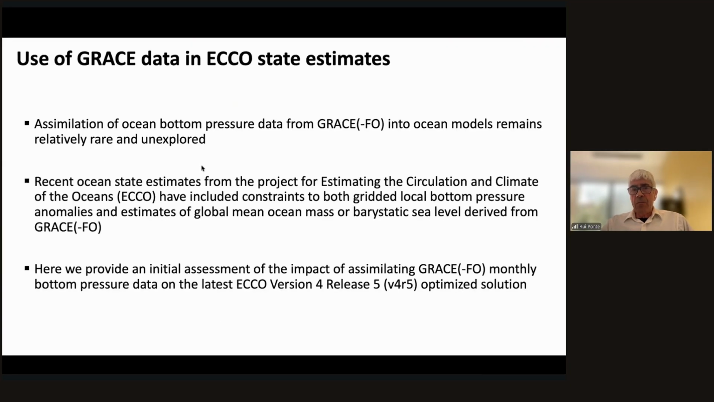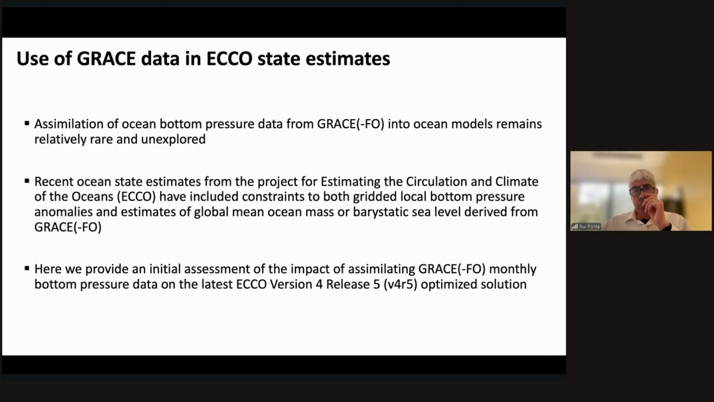So ocean bottom pressure is a key variable for monitoring and understanding ocean variability, but assimilation of bottom pressure data from GRACE into ocean models has rarely been attempted. One exception are the ocean state estimates produced by ECCO. The latest optimized ECCO solution assimilates the whole GRACE record along with many other data sets.